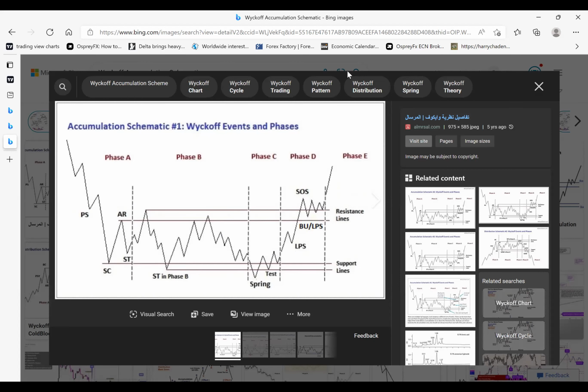I don't know what we used to call this in Ruby's class, but maybe it was some sort of a flag right here, right? Gosh, I forgot. It was a triangle, yeah, an ascending triangle. So I just want you guys to understand what's really going on, right? This is not an ascending triangle. This is something specific that's playing out in the market, right?